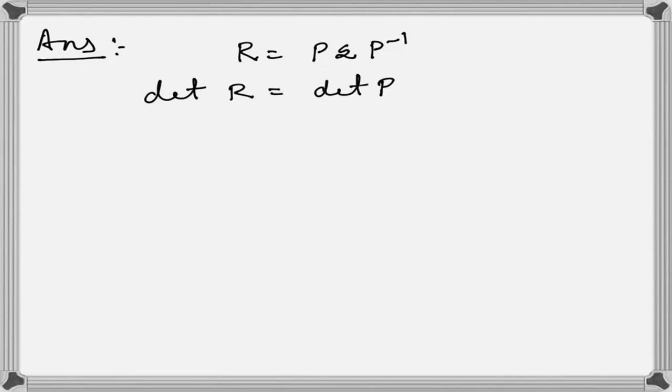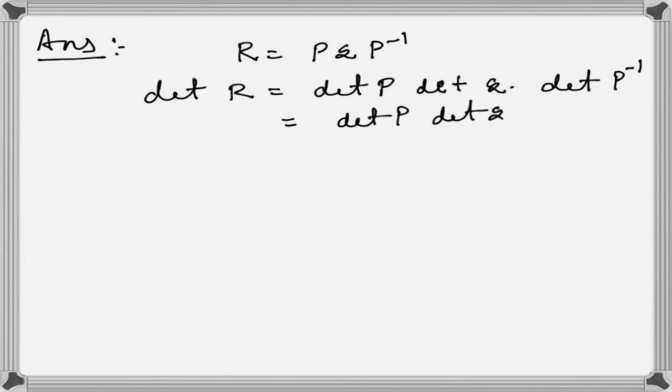Okay, so where do we start? Let's start with R = PQP inverse. Then the determinant of R is the determinant of P times the determinant of Q times the determinant of P inverse. As we know, the determinant of P inverse is 1 upon the determinant of P, so the determinant of R is nothing but the determinant of Q.